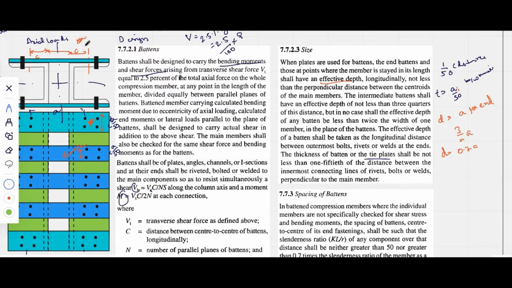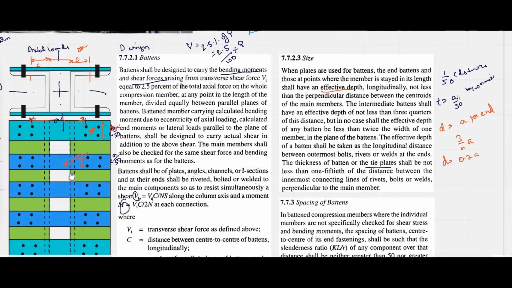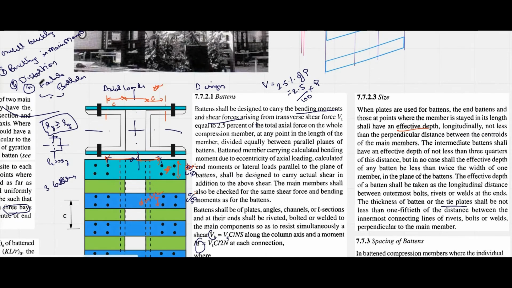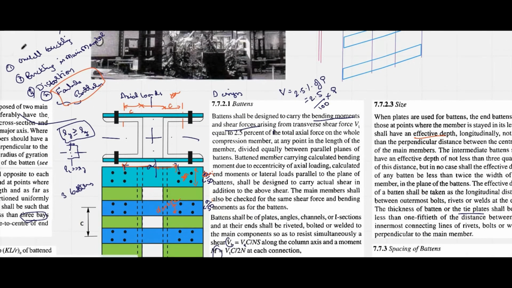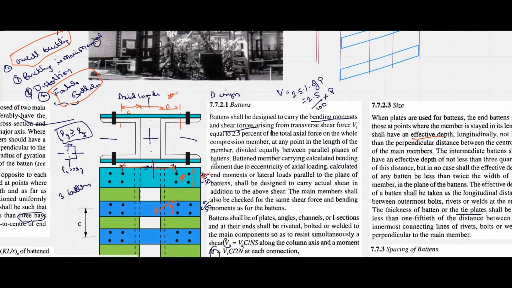A is center to center distance between the two plates, and A dash is AI. AI is this distance, a distance between two innermost bolts or rivets. So this is about the size of batten. To overcome the failure in batten, definitely we need to follow this criteria. And for overall buckling, the slenderness ratio should be greater than 180.